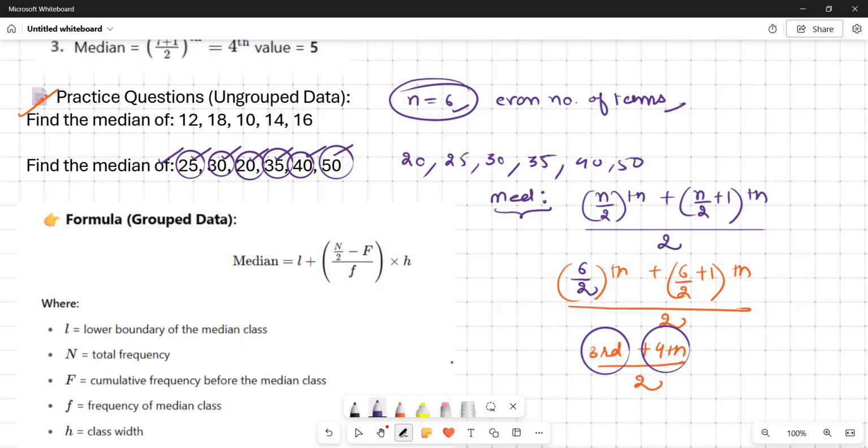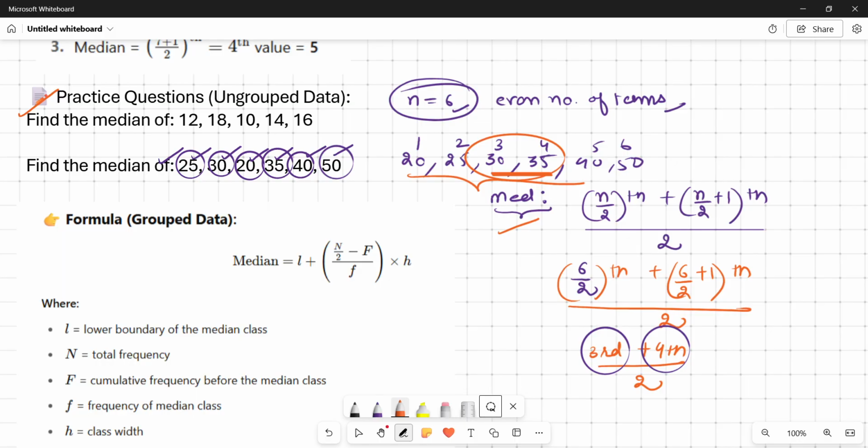So we count the number of terms: 1, 2, 3, 4, 5 and 6. As you can clearly see, you can have a clear intuition in this question. Why are we using this formula? Now you will have a clear idea. We are getting two middle terms. When there is an even number of terms, we cannot get a single middle term. There are two middle terms, the third term and the fourth term. So we will find the mean of these two terms.